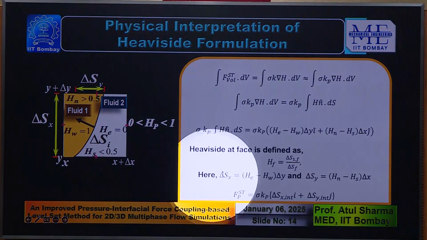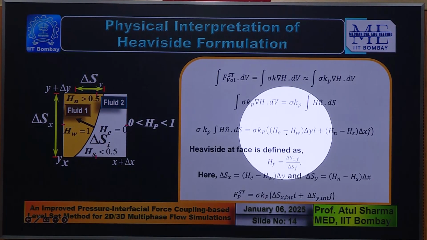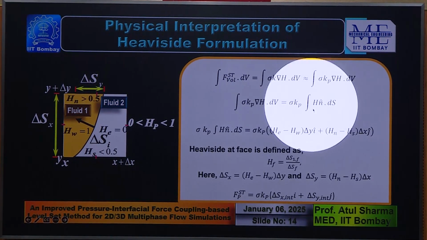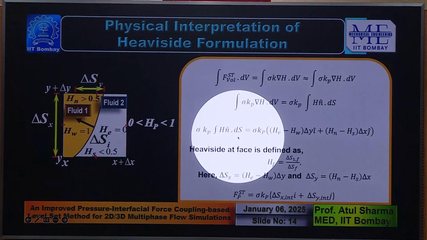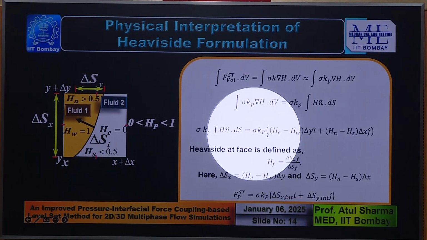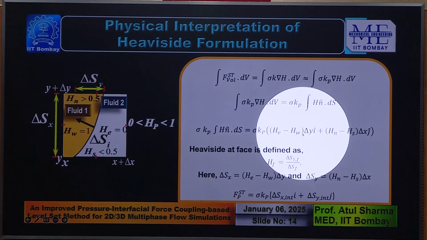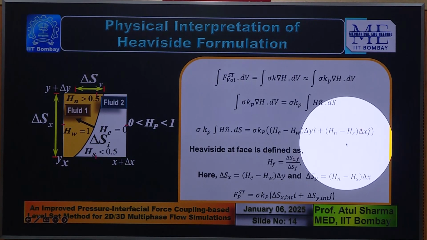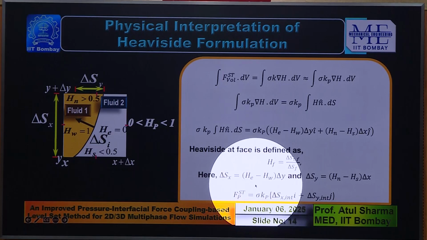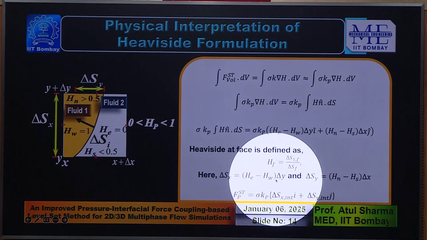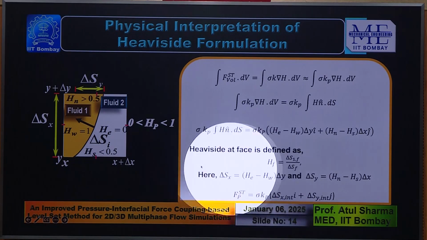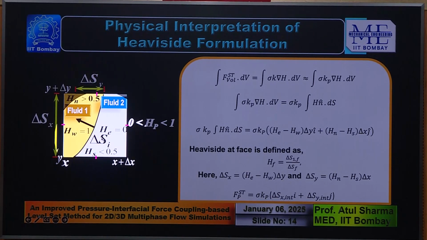Now let us take this first term, He. When you do this surface integral, in the Cartesian coordinate system it will get converted into east minus west, Heaviside function into delta y, and north minus south. Here I would like to point out that the value of the Heaviside function on the east surface minus the west surface into delta y is representing the x component.